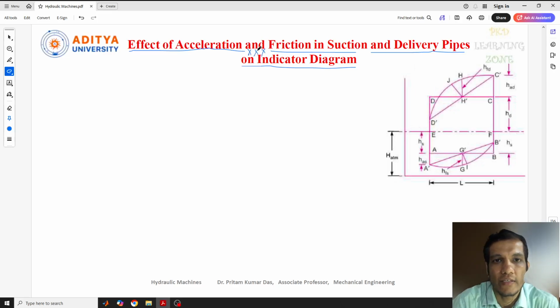And initially we discussed the ideal indicator diagram. All these things are already discussed, but under this condition, the effect of acceleration and the effect of friction are combined on the suction and delivery pipes. And this is the diagram given.